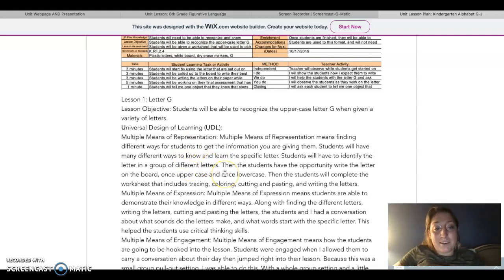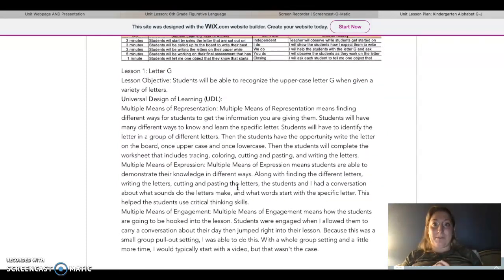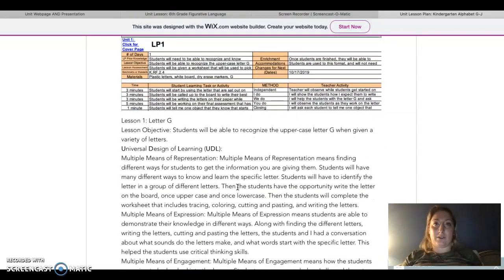So multiple means of representation, again, means finding different ways for students to get the information that you are giving them. So the students had different ways to identify the letter for me and get this information. I laid out a bunch of letters and only one of them was the correct letter. So in this case it was G, and the student had to identify G. As we went along for G, H, I, and J, H was the most difficult letter for the students to find. I represented the letter G by writing it on the board, and then they had to find it.